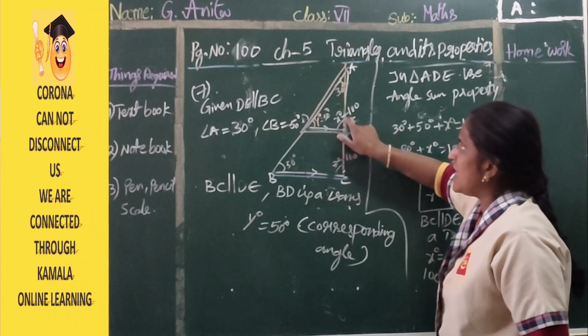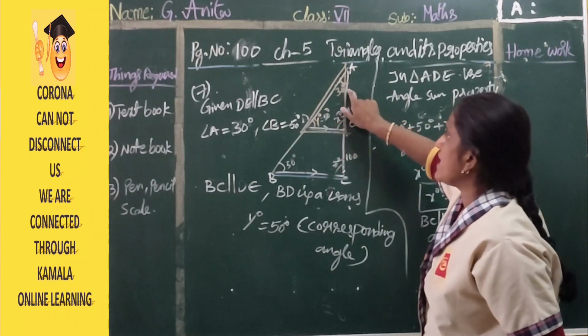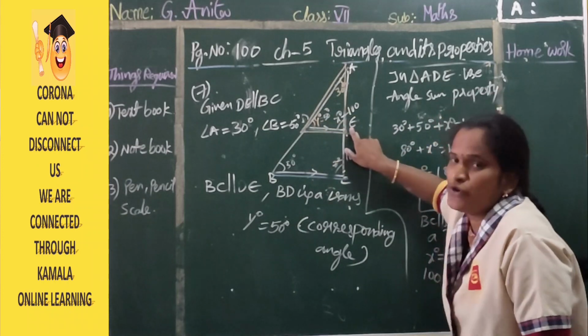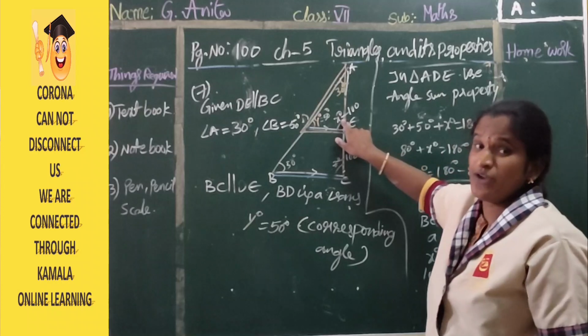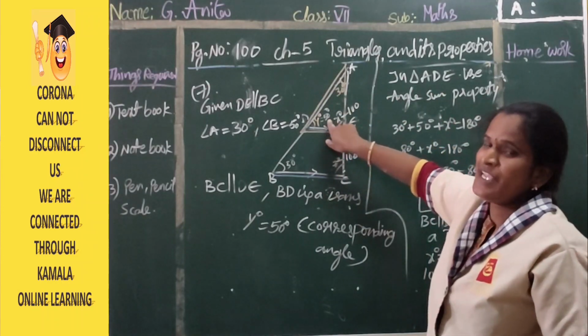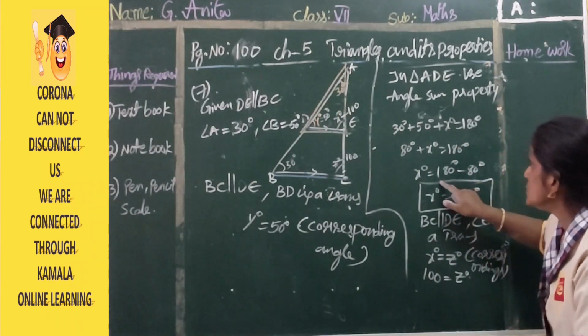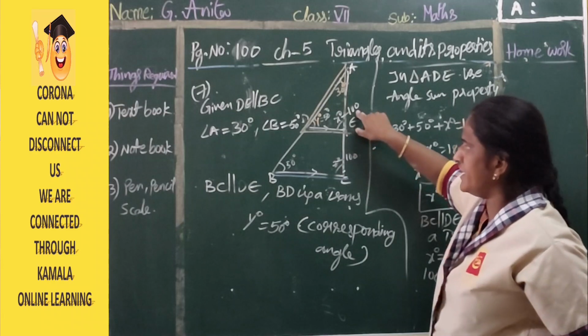Next we need to find the x value. So observe only triangle ADE. In this, angle A plus angle D plus angle E is equal to 180 degrees. So 30 plus 50 plus x degrees is equal to 180 degrees. 30 plus 50 is nothing but 80. 80 will transpose to this side. So 180 minus 80, x degrees is equal to 100. We got the idea about 100 degrees.